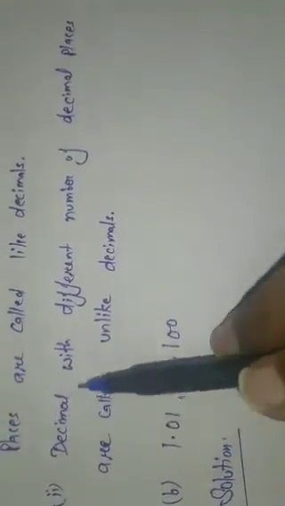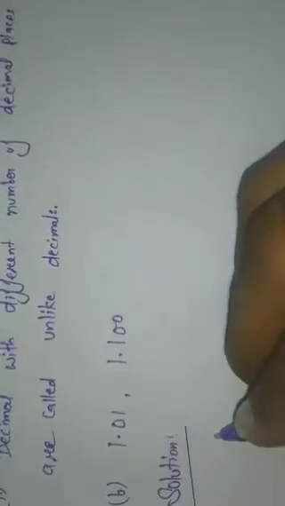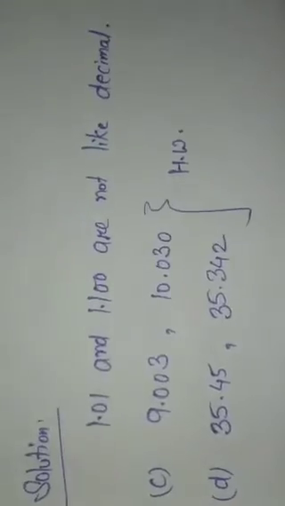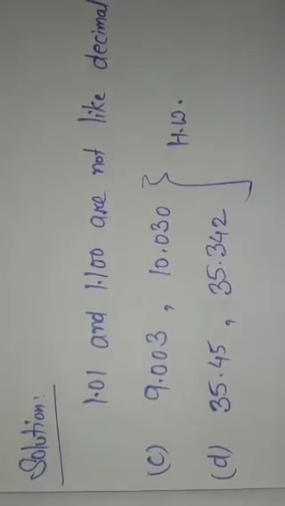Okay, as you know decimals with different number of decimal places are called unlike decimals. So here you will write 1.01 and 1.100 are not like decimals. Okay, so one thing more, tick के लिए आपको क्वेश्चन में कहा था. So A part is the like decimal, so here you can put the tick mark also, and it is not like decimal, so here you will not put any mark. Clear?